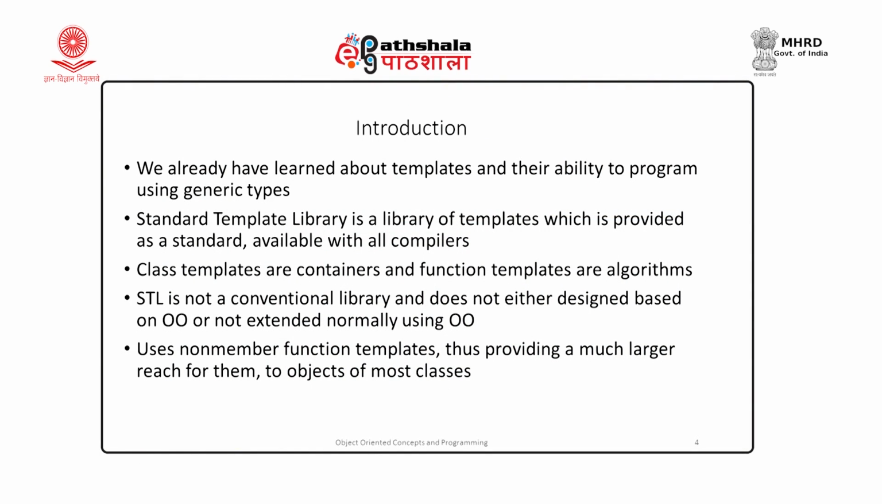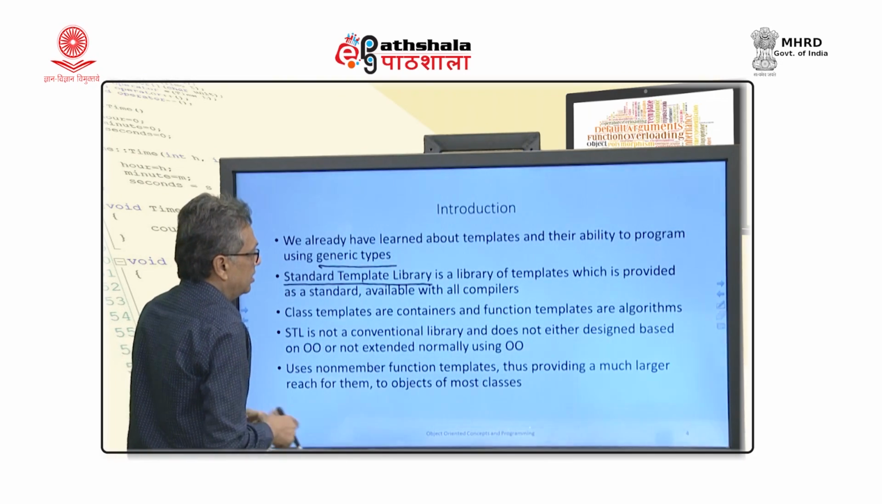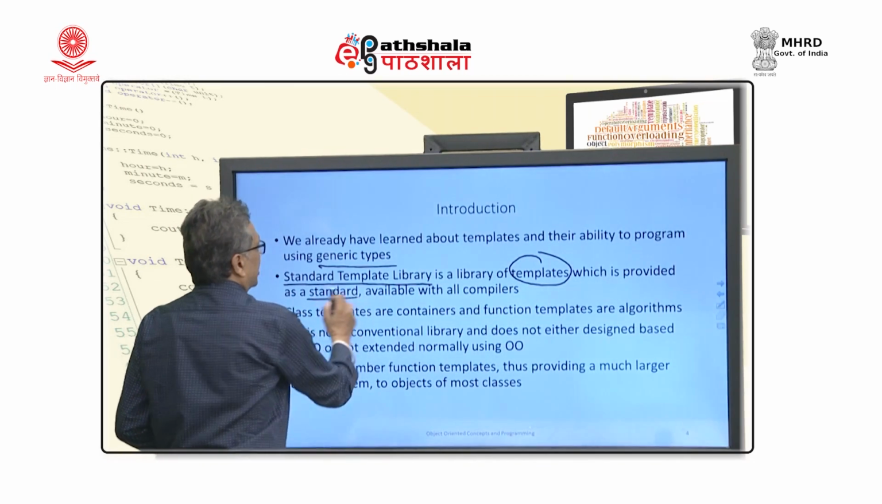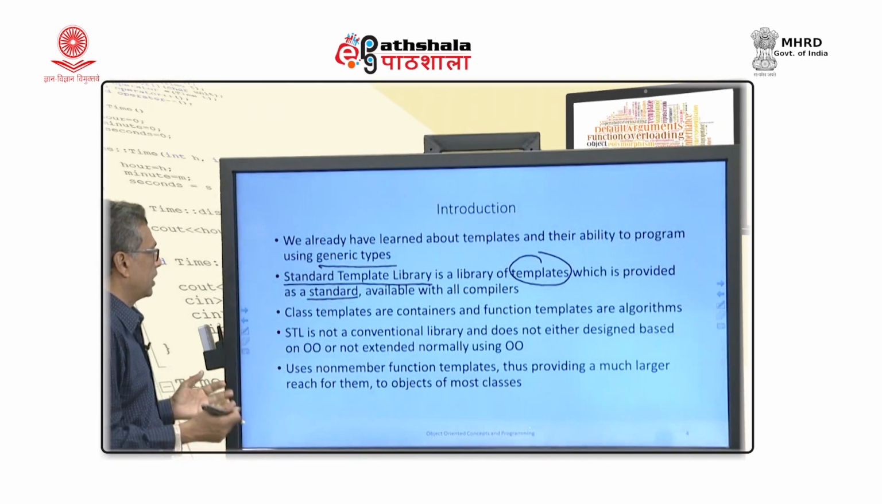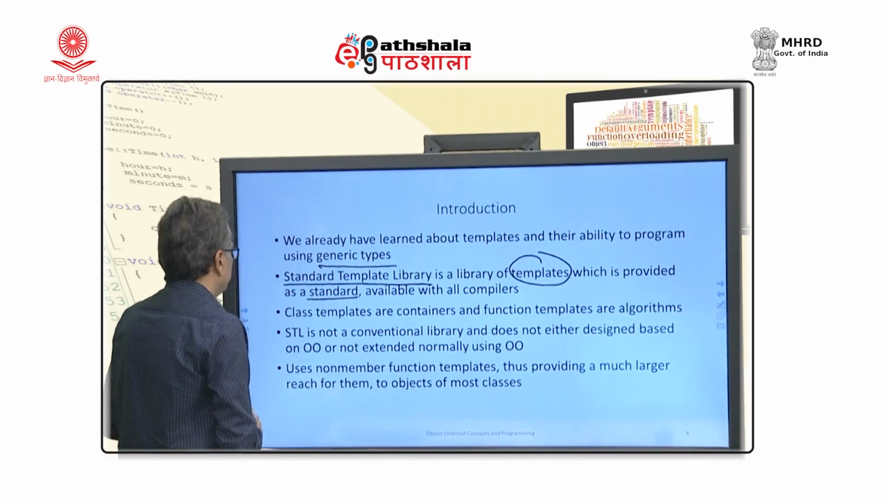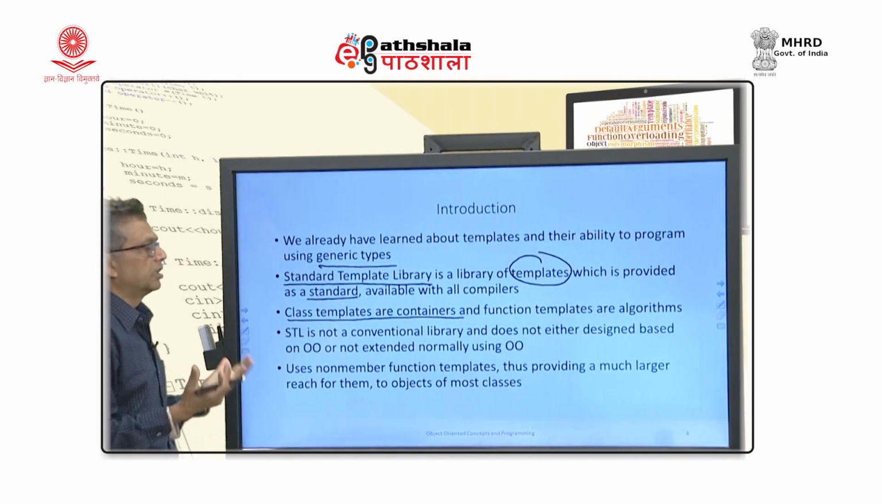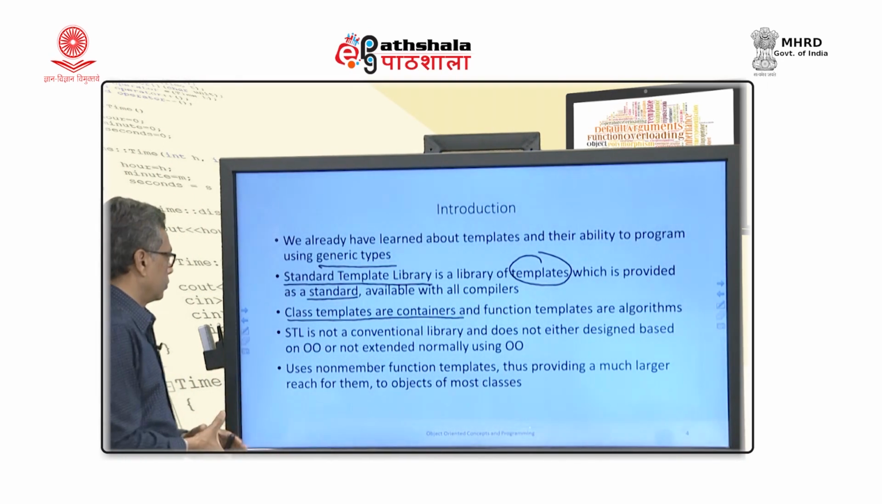Okay, we already have learned about templates and their ability to program with generic types. Generic types, what does that mean? Generic types mean you just specify a type and that type is replaced by the other type which the user specifies later. Standard template library or STL is a library of templates, which is provided as a standard available with all compilers which comply with ANSI C++ standard. As I said, class templates are known as containers, and function templates are generic algorithms.